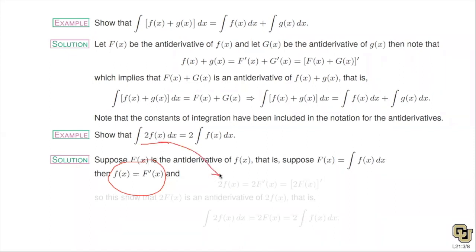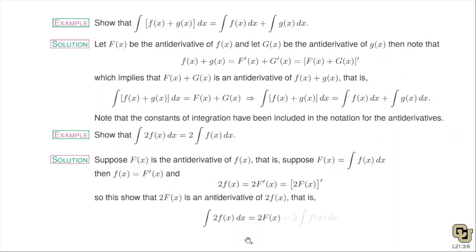So now let me say something about 2 times f of x. 2 times f of x equals 2 times capital F prime, because little f equals capital F prime by assumption. And now, by a property of the derivative, I can bring the 2 inside the derivative. So what I've shown is that the derivative of 2 times capital F is 2 times little f. So another way to write that is the antiderivative of 2f of x dx equals 2 times capital F.